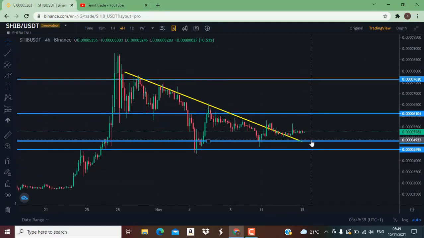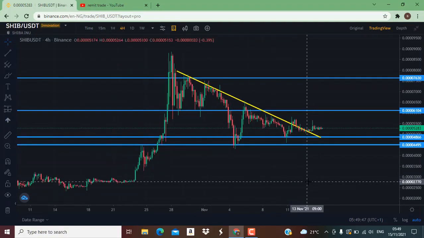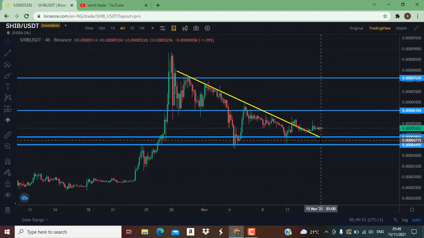Mind you, you have to understand that if Shiba Inu drops down and breaks this strong support level, then we are going to see this very target right there down. So a breakout below this strong support level will bring Shiba Inu back down to this very point, but that is not what I'm expecting right now in the market.